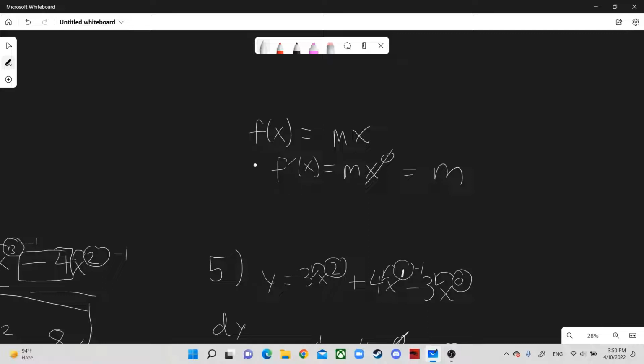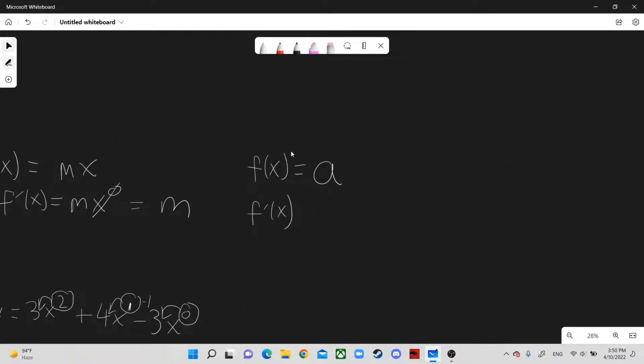Okay? Now, if you just have a constant, let's say you have some constant number represented by a. A just represents a number. Now when you differentiate this, what do you get? Well, when we differentiate the constant here, this one we had 3, right? When we differentiate, we got 0, because you have the 0 here, bring it to the front, times everything by 0, it kills it.